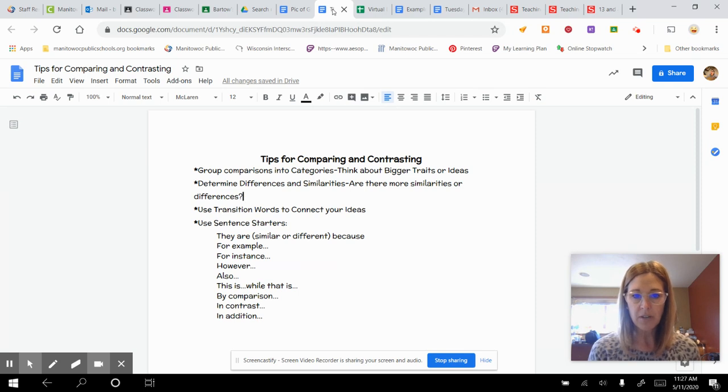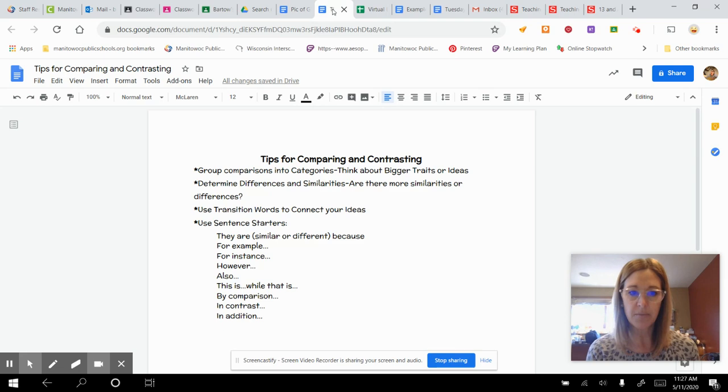Group comparisons into categories, or think about bigger traits or ideas. Like, for example, with Morgan and Tatum, their music preference, movies, physical traits, emotional traits, work ethic, religious beliefs. I'm just thinking of categories that we can compare and contrast an object or a person or a story. Then what we need to do is determine differences and similarities.